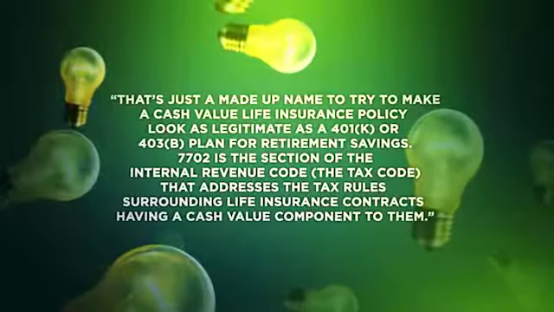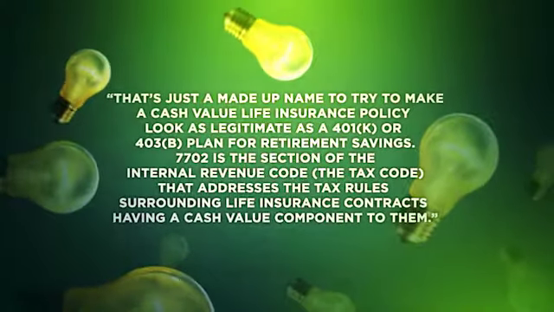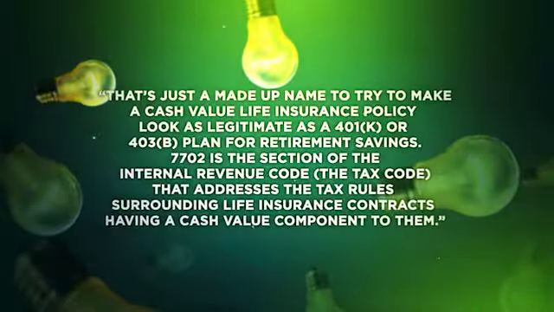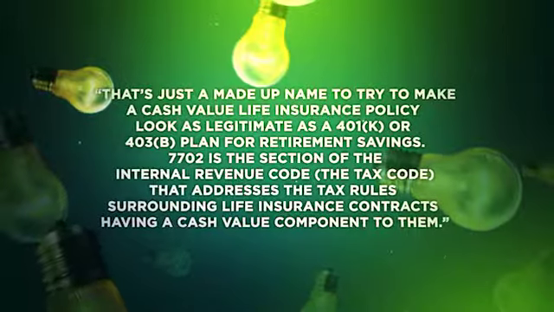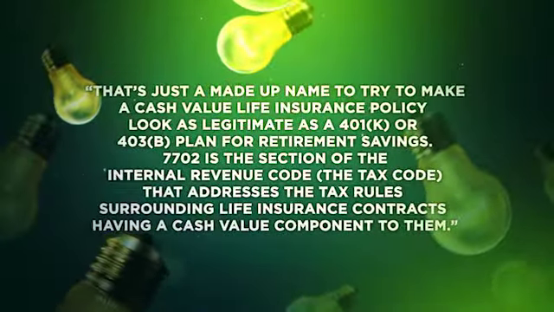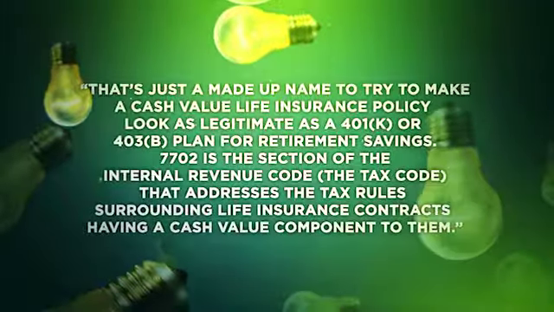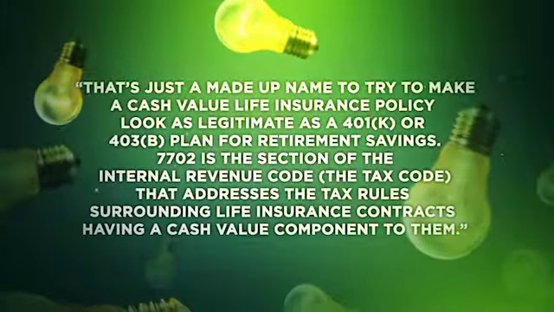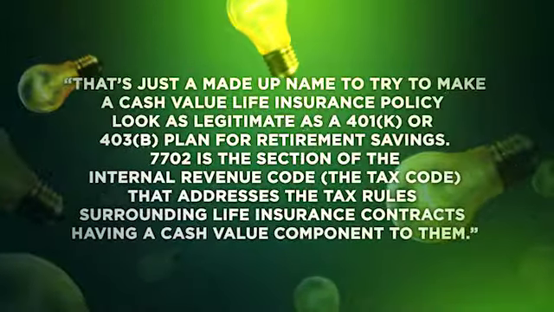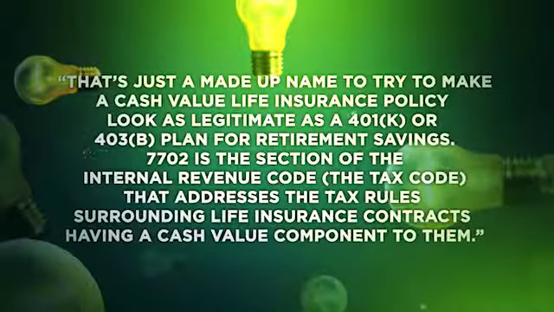I love the search results for Google when you search 7702 retirement plan. And I quote, "That's just a made-up name to try to make a cash value life insurance policy look as legitimate as a 401k or 403b plan for retirement saving." 7702 is the section of the Internal Revenue Code, the tax code, that addresses the tax rules surrounding life insurance contracts having a cash value component to them.